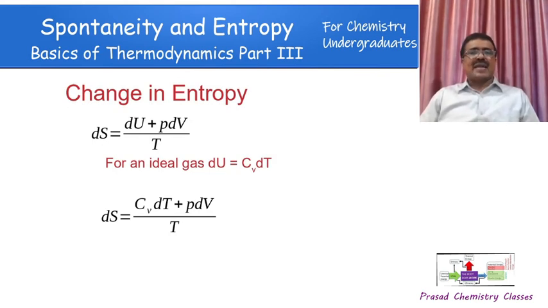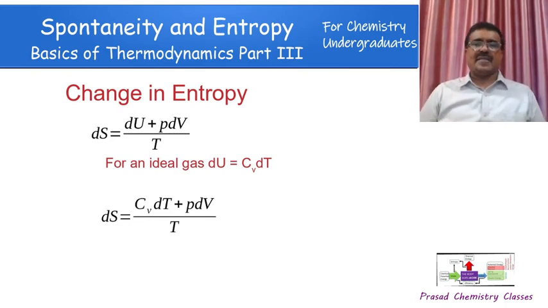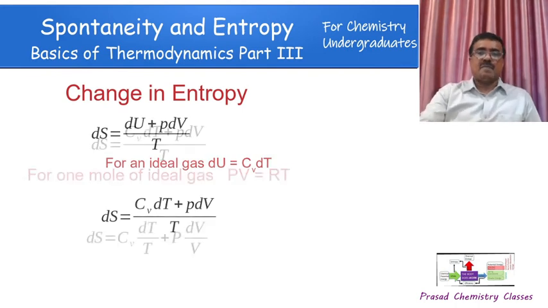Okay, now we are considering change in entropy for ideal gases. Our equation for change in entropy is dS equals (dU plus PdV) by T. Already the first law is applied there. Now for an ideal gas, we know Cv is equal to (∂U/∂T) at constant V, or we can write dU is equal to Cv dT. And if you put that, dS is equal to (Cv dT plus PdV) by T.